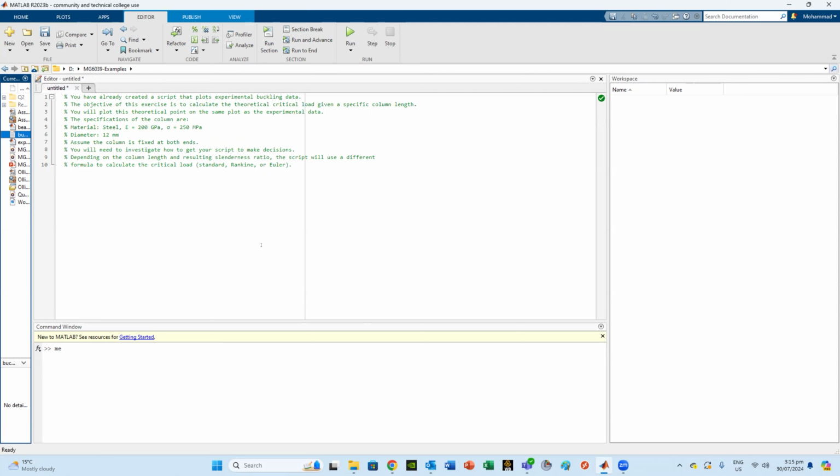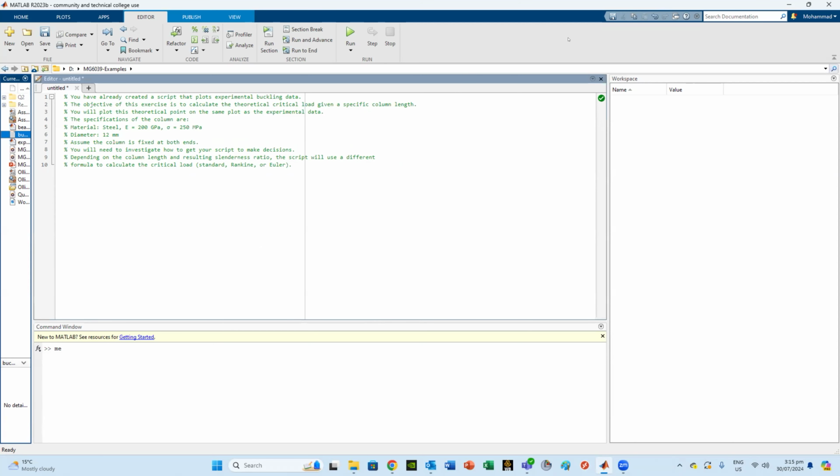But we have the following specifications for that, which is the materials. It's made of a steel, 200 gigapascal, sorry, and the stress 250 megapascal, and the diameter is 12 millimeters. We assume the column is fixed at both ends, and then we need to find how we can investigate this using the buckling theory or the equations for it.